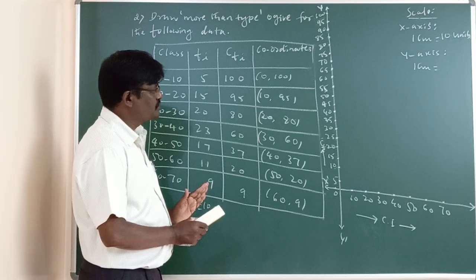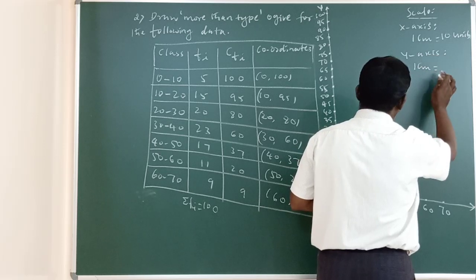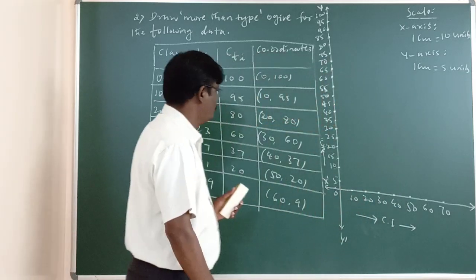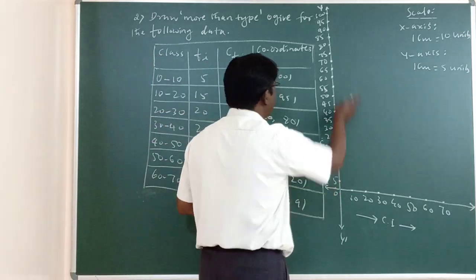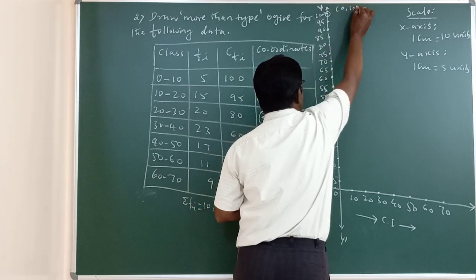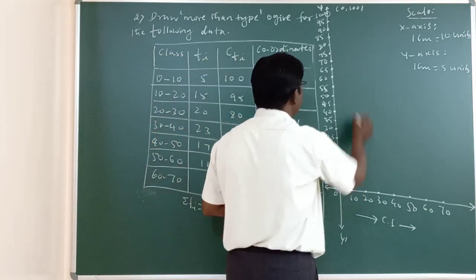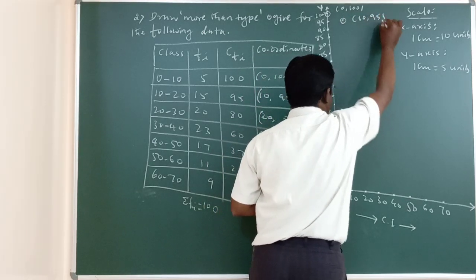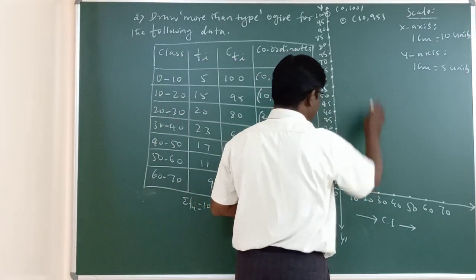After that, we shall move along the y-axis. What about the scale? Y-axis, 1 centimeter is 5 units. Now the coordinates are here: 0, 100. So this is the first point whose coordinates are 0, 100. Next 10, 95. Next 20, 80.